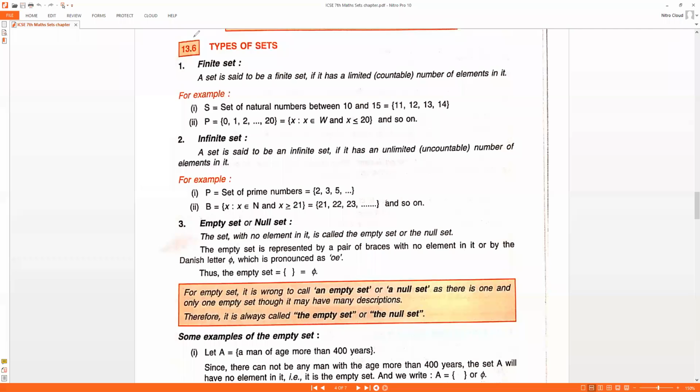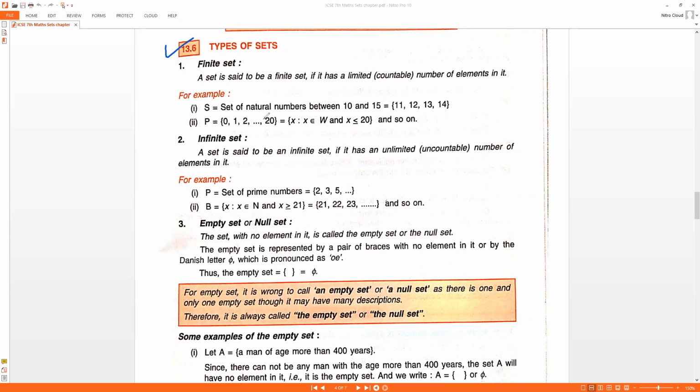Let's see the types of sets. Okay. First is finite set. What does that mean? That it contains a countable number of elements, or a finite, limited number of elements in it. It's not infinite. Okay, you can write its cardinal number by counting the number of elements present in the set. Okay, that is called a finite set.